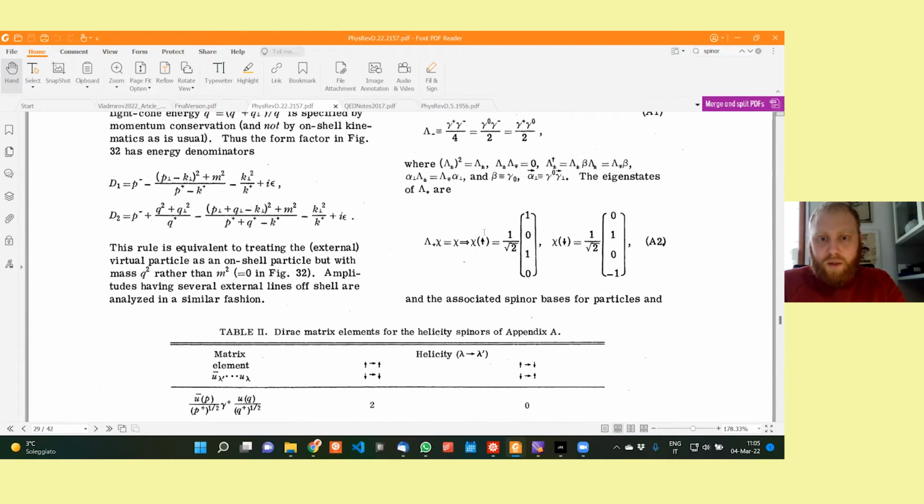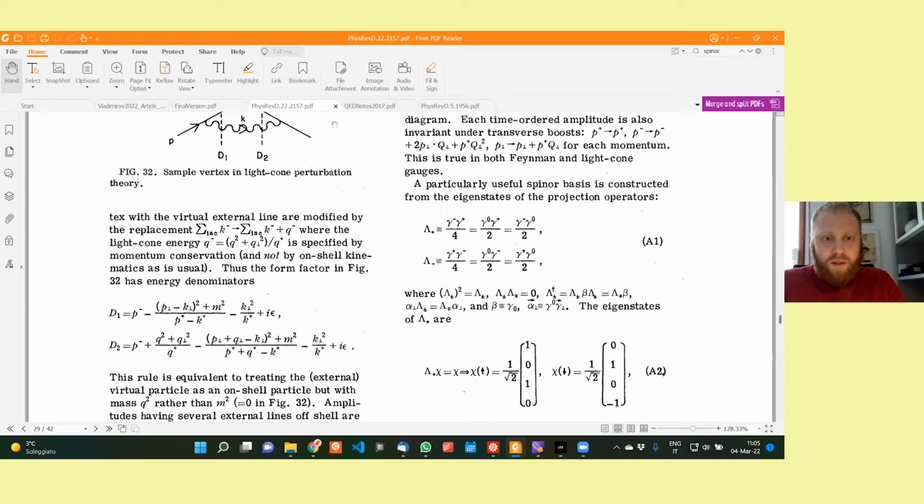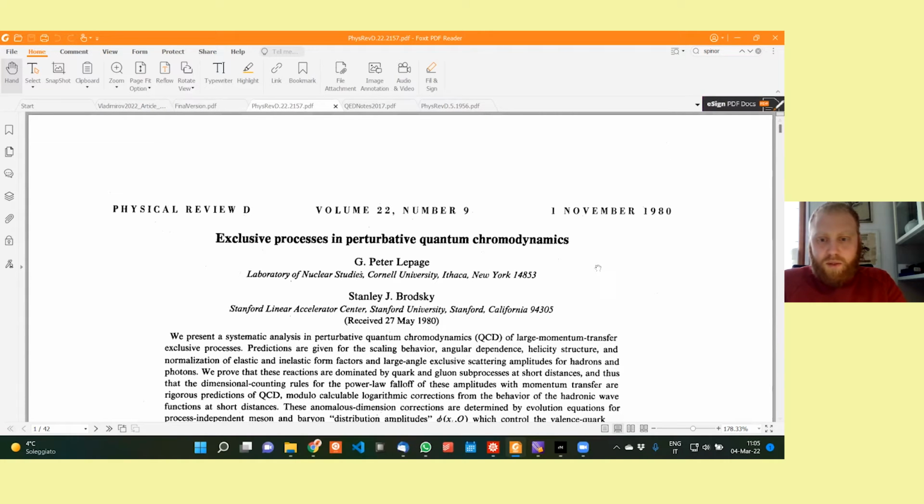I'm sorry about that. The first one is this PRD, which is by Brodsky and Lepage. I will probably send a reference later. But this has also been cited by Barbara Pasquini. This is a very famous paper on this topic.